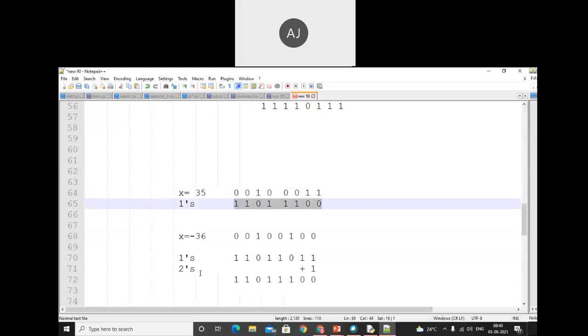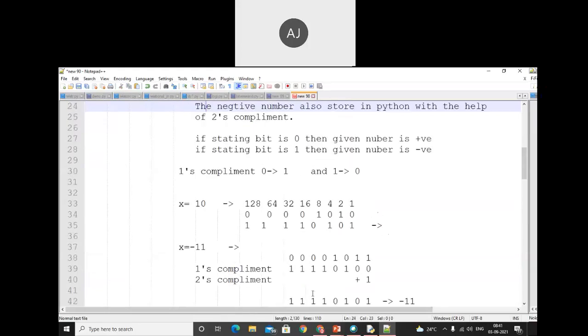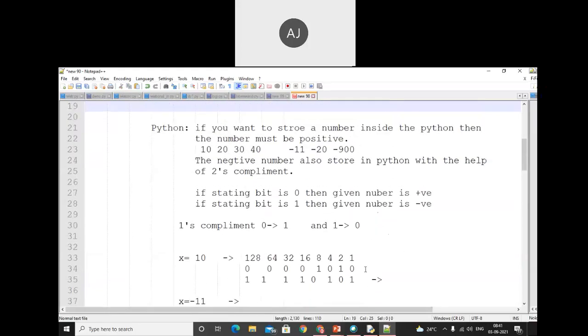And when I perform the two's complement, we all know what is two's complement. First of all, we need to do the one's complement and we need to add one, and we get the two's complement. That number will be stored in memory and it will represent the negative number, because the memory does not support storing a negative number. And if you want to store, then we need to use the concept of what?